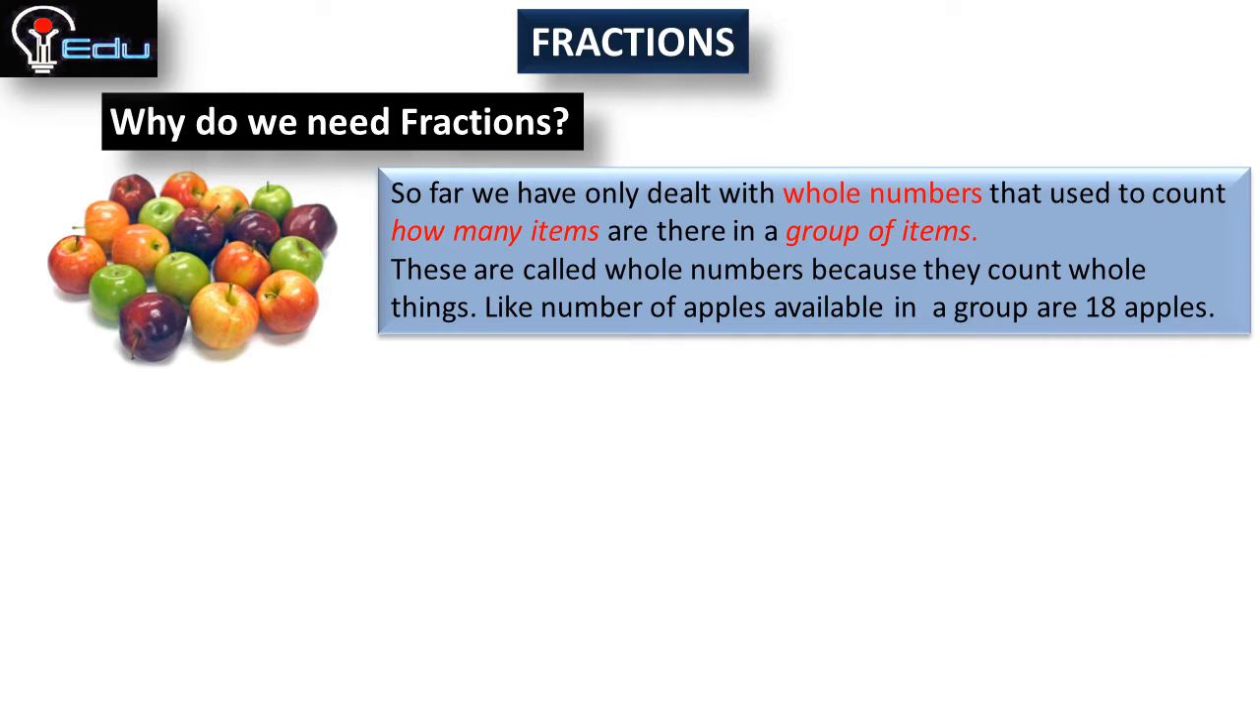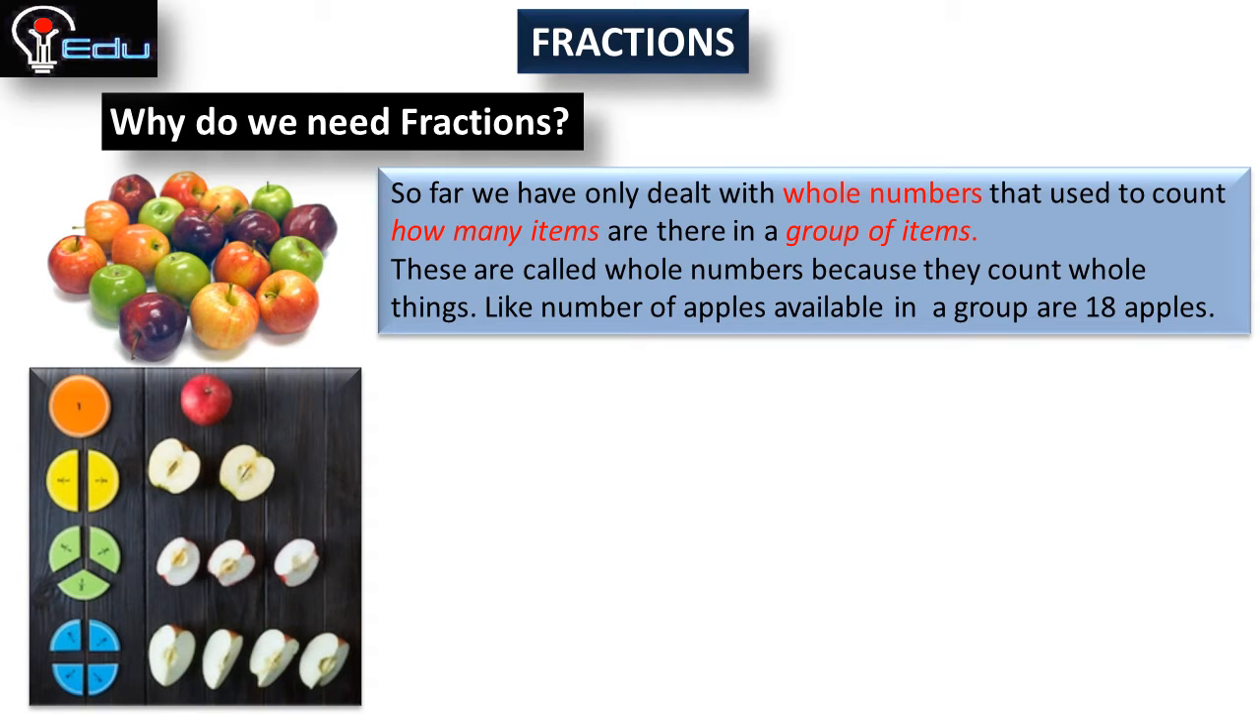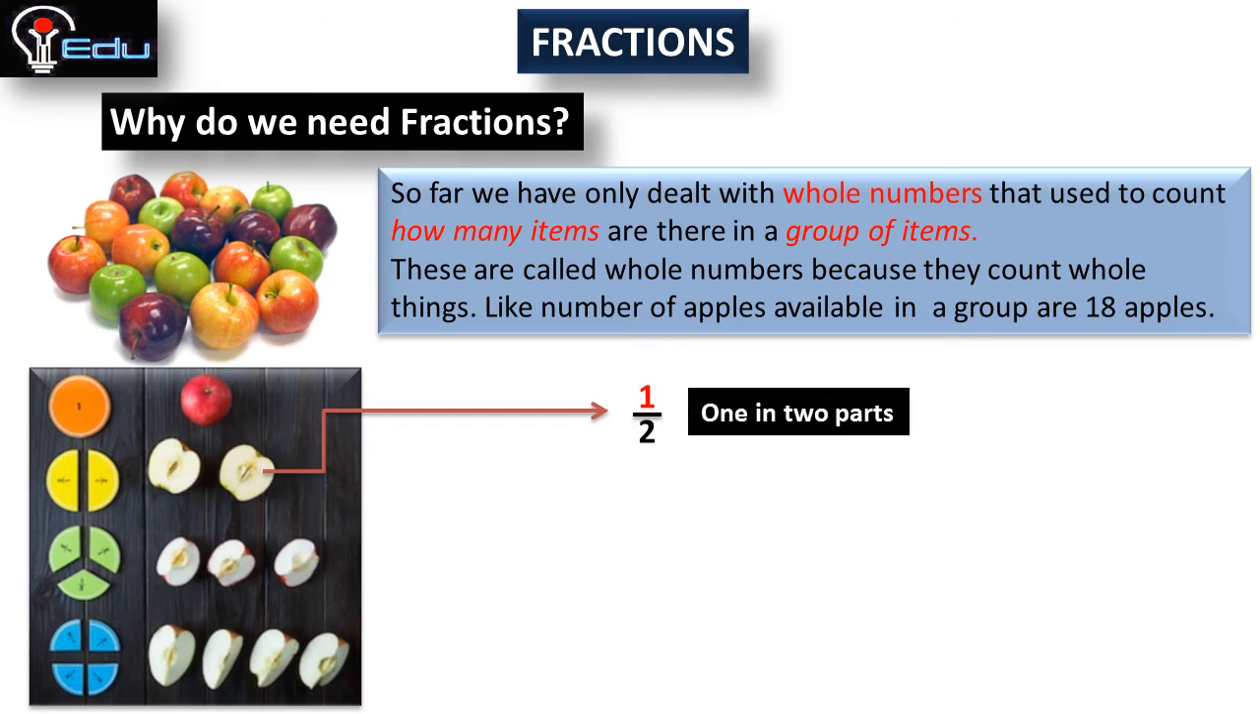So we use whole numbers to count whole items in this group. In order to express a whole divided into subparts, we require fractions. We see one example here. One whole apple is divided into two equal parts, and in order to represent that divided part, that is the half part, we require fractions, like this: 1 divided by 2, 1 in 2 parts.